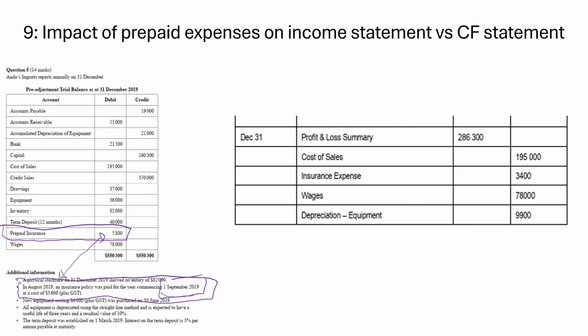We're doing our balance at the end of December. It's an annual policy paid for the year, so therefore we take our $3,600, we divide it by 12, that's $300 per month. There's a few ways we could handle this, but ideally we want to work out how much is going to be left when we get to New Year's Eve, 31st of December? Well, we've used up September, October, November, December. We're going to have 8 months left.